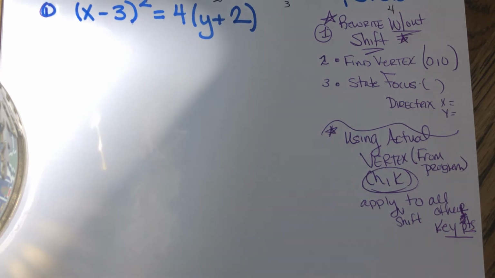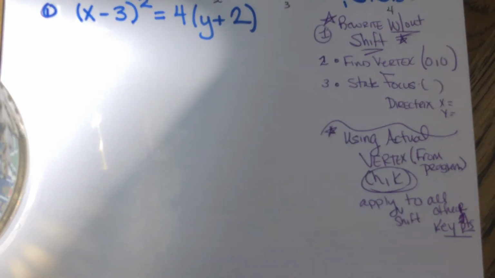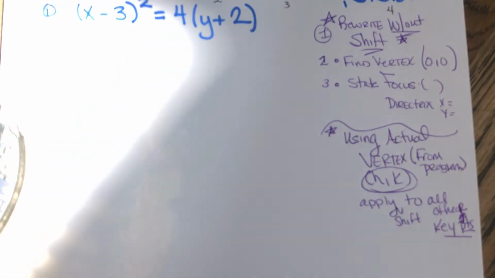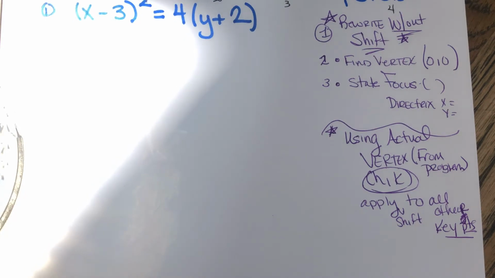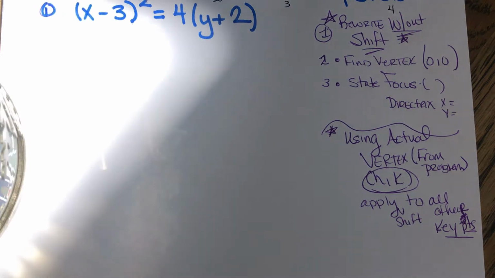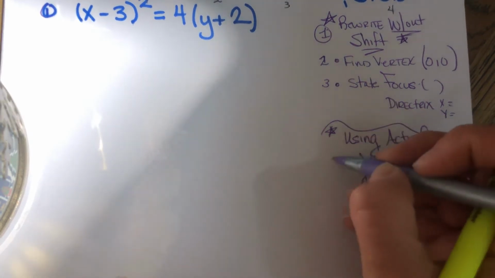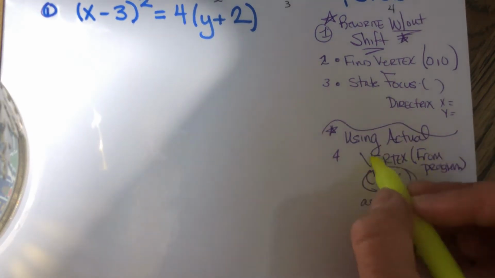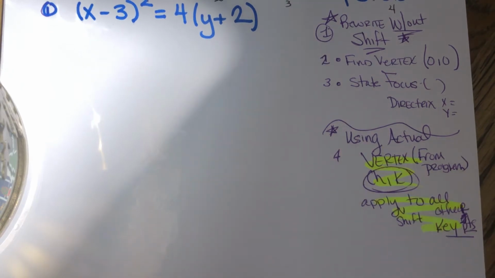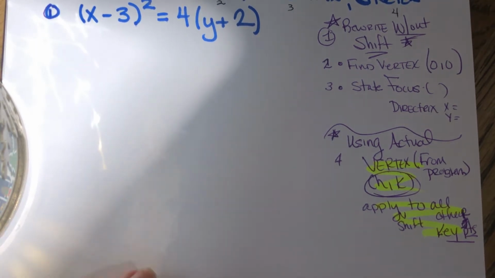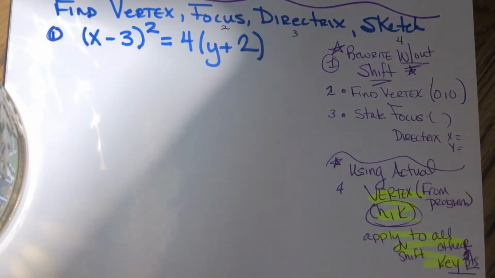So again, we're going to rewrite without the shift. We're going to find your vertex, state the focus, and state the directrix. And then we're going to use our actual vertex and apply it, so you can say you have 4 steps here. We've always done something like this. Okay, so hopefully you have that down. Give you guys a moment. Okay, let's start.